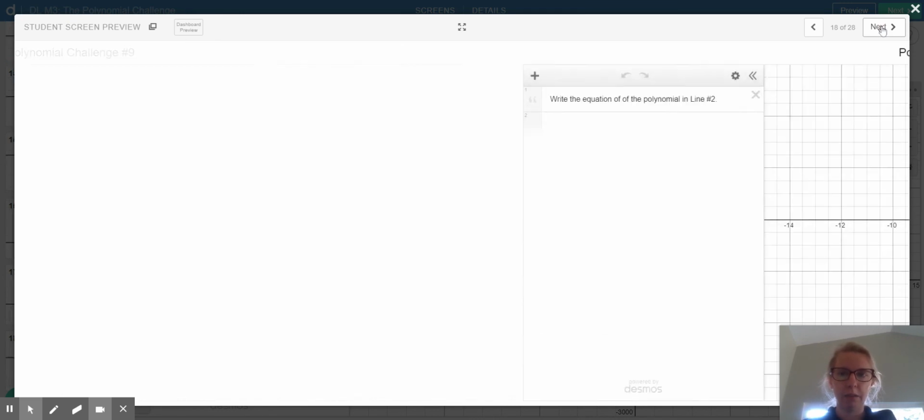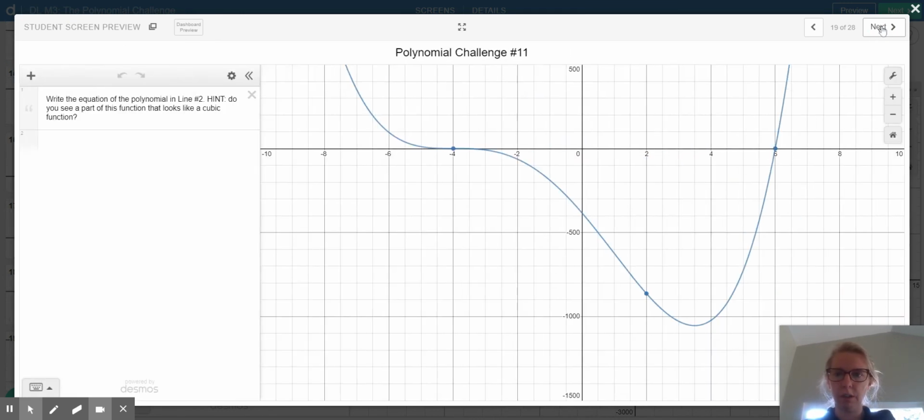Okay, there's one last one I wanted to show you. Let's see if I can find it. Here it is. Okay, so this one's slightly trickier. I gave you a hint, so maybe you figured it out on your own. If not, no worries. This is a challenging idea. But basically, if you look right here at this negative 4 root and you trace the function down, that section of this function looks just like our cubic functions.